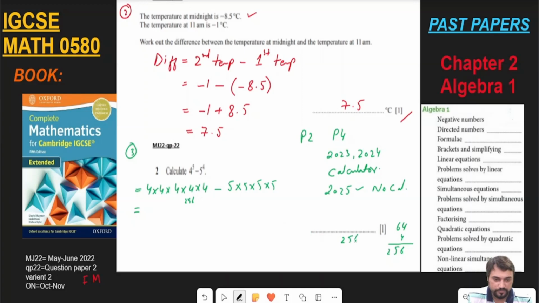So again 256 multiplied by 4, and I'm doing it. We have 1024 after multiplying 4 five times. Now the next number is 5. 5 into 5 is equal to 25. 25 into 5 is 125, and 125 into 5 is 625. So 1024 minus 625 will be 399. So this is your answer, 399.